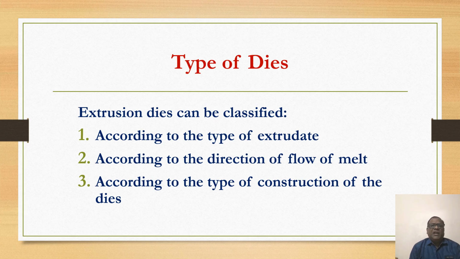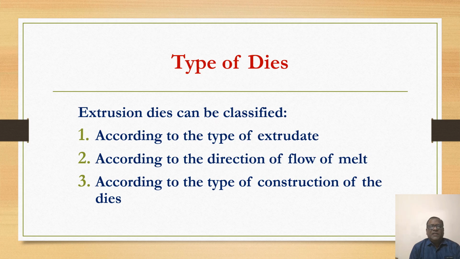The extrusion dies are classified in three ways. Number one, according to the type of extrudate. Extrudate means the plastic product that you are getting. Sometimes we get a product of hollow shape and sometimes a solid shape, so accordingly we classify the dies according to the type of extrudate.